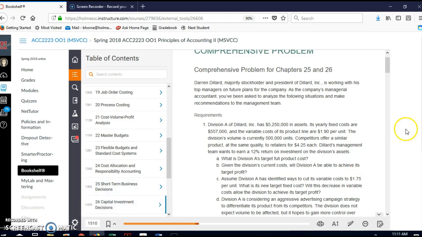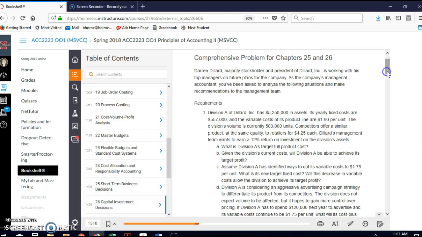Now, looking at question 1C, assume Division A has identified ways to cut its variable costs. So instead of it being 190 per unit up here, we're going to cut it to 175. Now, let's see if we can achieve our target profit.